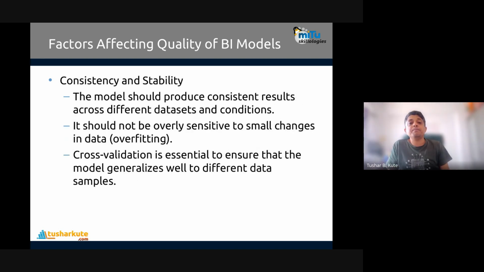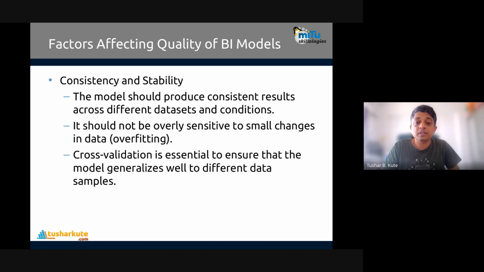Consistency and stability. Now see, the model should produce consistent results for different data sets and different conditions. Different data set means different types of data where this model can be perfectly applied. So it should not be oversensitive to small changes in it.